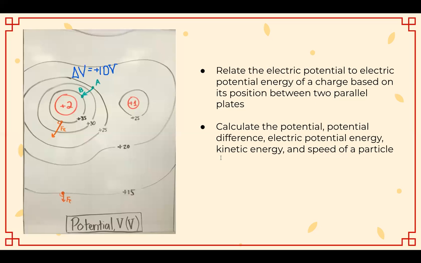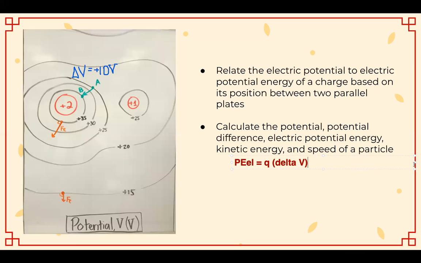For electric potential energy, that's the whole PE_el is equal to q delta V, where q is the charge and delta V is 10. It's how much the potential has changed between 2 points.